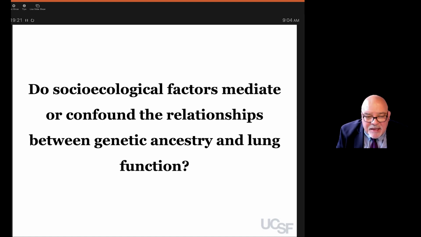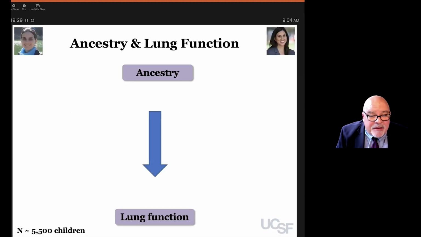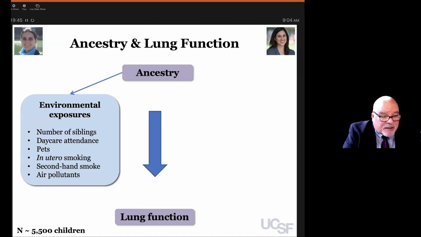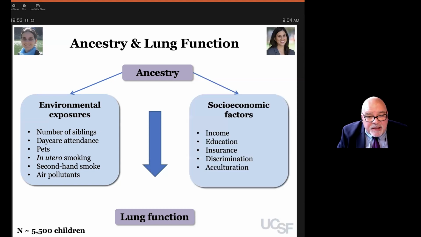Since we have the largest study of minority children in the United States with the most comprehensive data, we were able to ask that question. We studied 5,500 Latino children from all over the United States and asked, what is the biggest driver of lung function? Is it genetic ancestry? Is it social environmental exposures like secondhand smoke, air pollution, in utero smoking, number of siblings? Or is it socioeconomic factors, discrimination, acculturation, insurance?